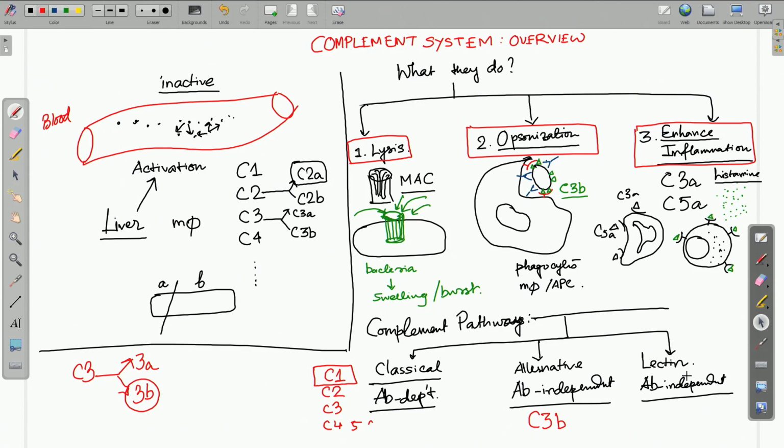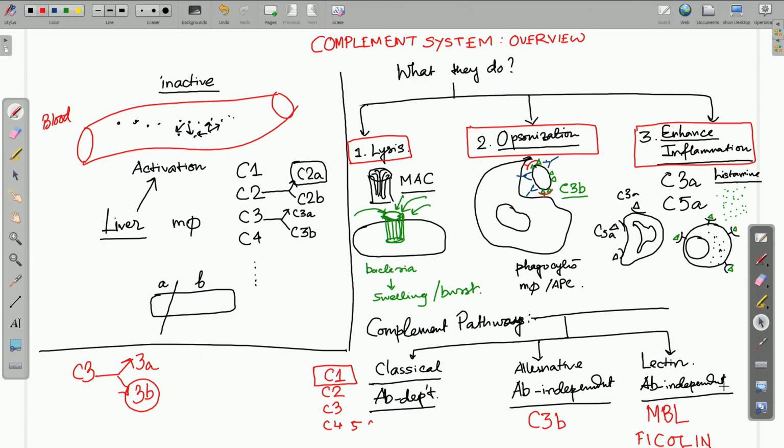The lectin pathway is primarily activated by certain lectins, which bind to carbohydrates. They are activated when lectins, like for example MBL or mannose binding lectin, bind to the mannose moieties, the carbohydrate moieties on the surface of the pathogen. So, they recognize the carbohydrates on the surface of the pathogen by lectins like mannose binding lectin. There is also ficolin. These are the components of the lectin pathway, which is also an antigen or antibody independent pathway.